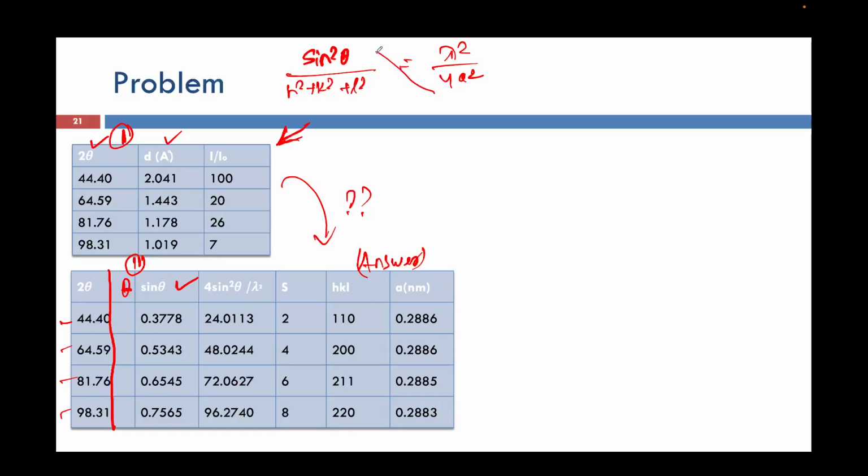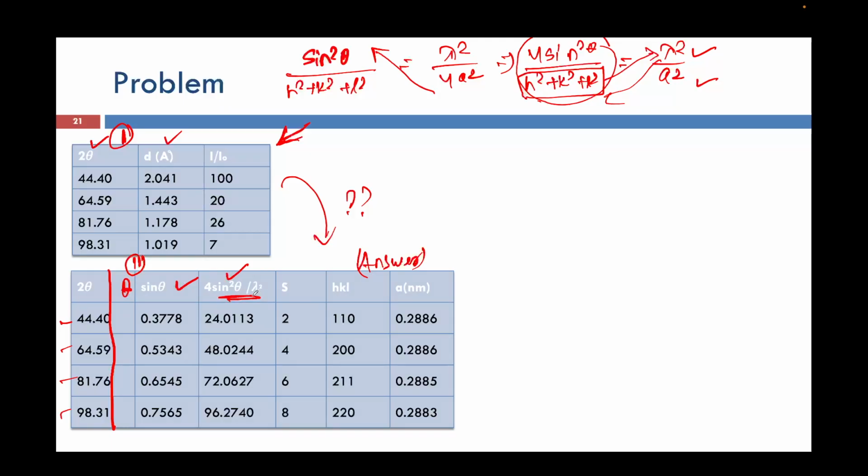If I take this 4 to the left side, that means 4 sine square theta divided by h square plus k square plus l square is equal to lambda square by a square. My lattice parameter is constant, and lambda square is constant because I have a fixed wavelength, so this value will also be constant. That is why I calculated 4 sine square theta by lambda square, because lambda square is known to me.